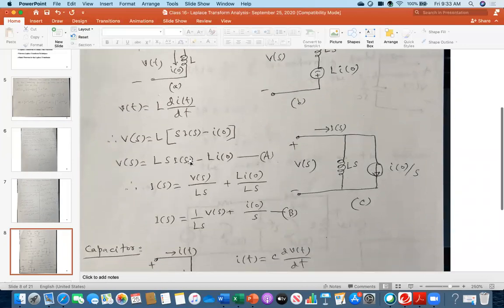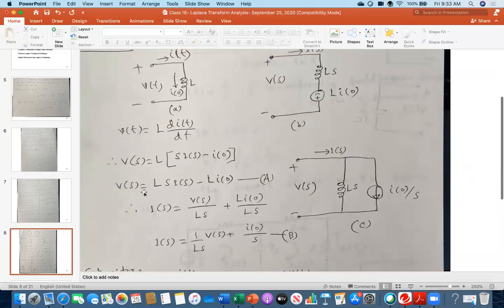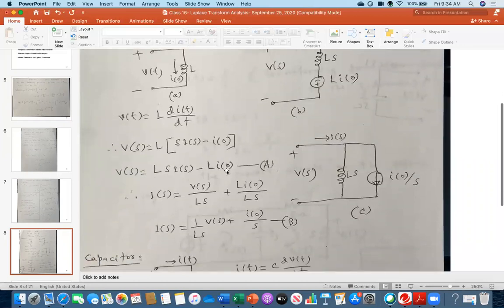Now, I developed this diagram based on this equation; this was the voltage. From this expression, let's find the current value. This is I(s), so you divide either side by Ls. So this is V(s) over Ls, and then plus sign, taking the other side, plus L i naught over Ls.